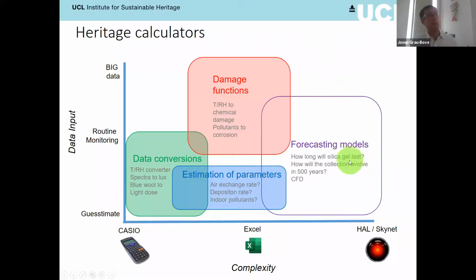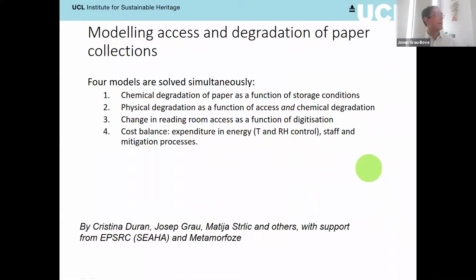So the first example, they both fall in the category of a forecasting model, let's say. The first example is a tool to model the access and degradation of paper collections. This tool is being created mostly by Cristina Duran. It's her PhD project. Now, Cristina Duran is incredibly smart and very good with maths, so I'm not sure I can do full justice to the app, and she would explain it a lot better. But I'm just going to try to give a snapshot of what it does.